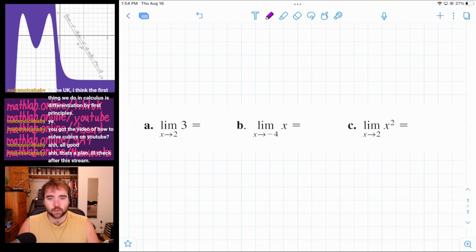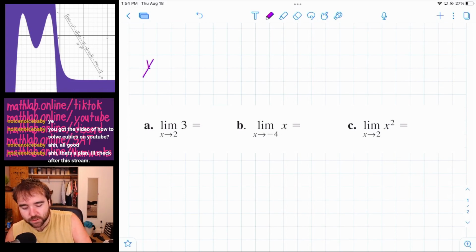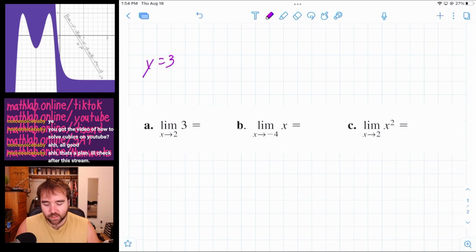So when you look at part a, it might be kind of weird at first, but look at what that equation is. That equation is just y equals 3. So the idea is, if x equals 2, what are you getting for the function? Well, no matter what x equals, you're always getting 3 for the function. So it's the same idea: if x equals 2, what are you getting for the function? You're getting 3.